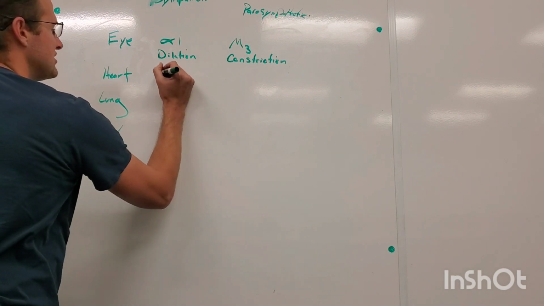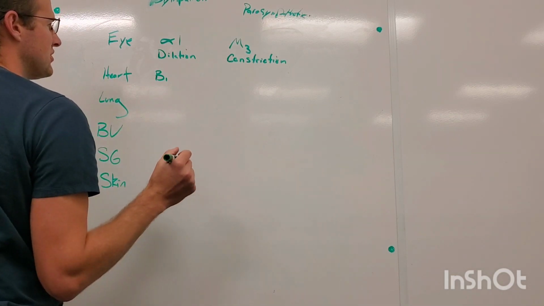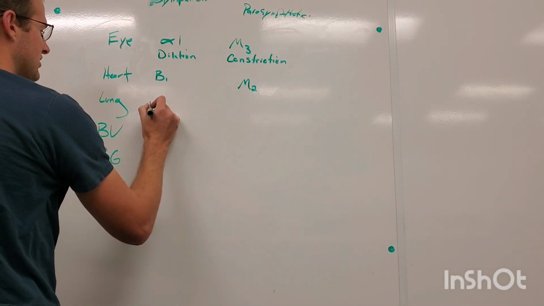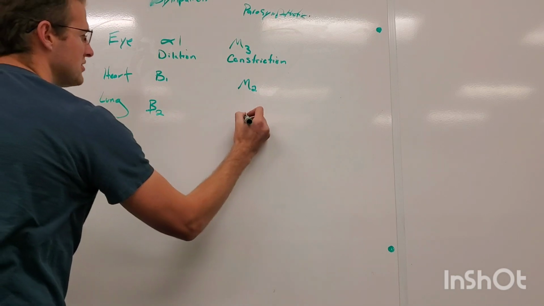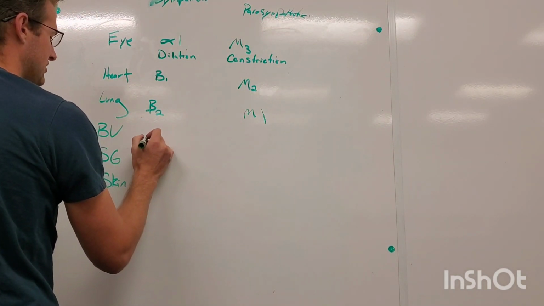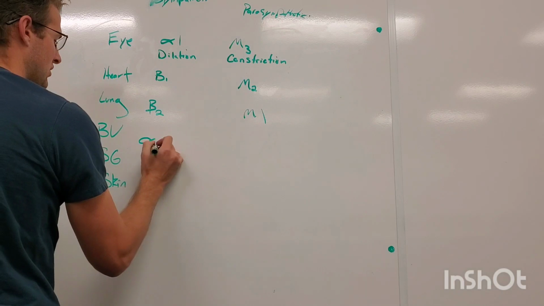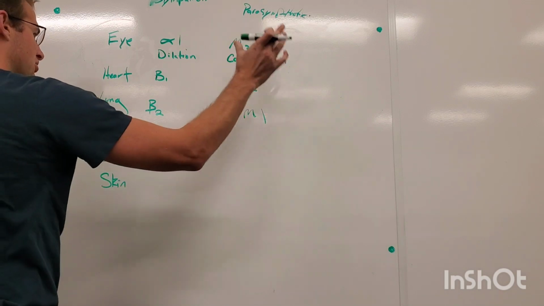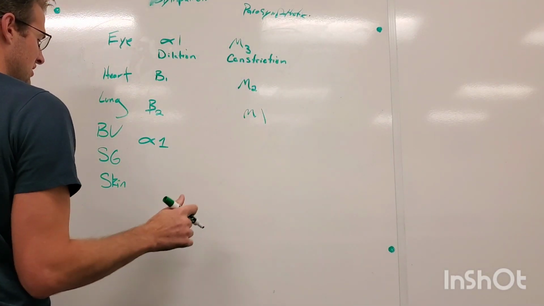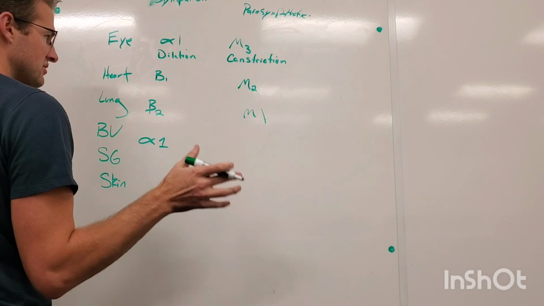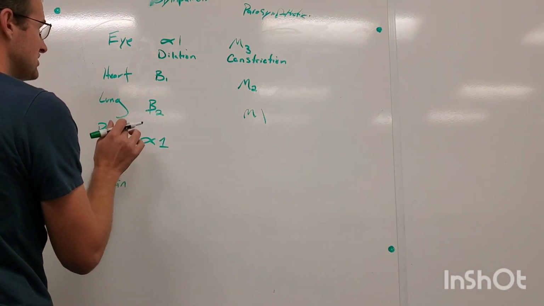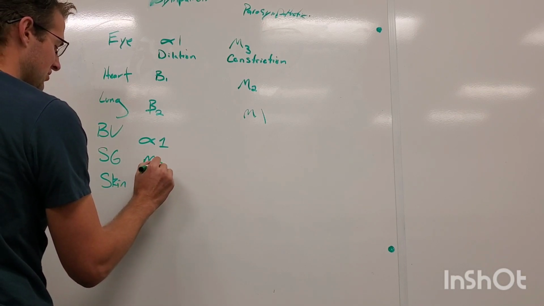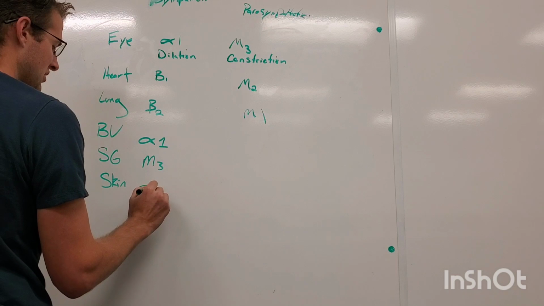The heart we know it has a beta 1 receptor on it. It also has a muscarinic 2 receptor on it. The lungs, I'll just finish this out really quick. Lungs have a beta 2, muscarinic 1. Blood vessels have an alpha 1, and remember, blood vessels are out in the peripheral nervous system, so they have to go through the spinal nerves. No parasympathetic is going to go through the spinal nerves. Just the sympathetic side. So the alpha 1 for that. For the sweat glands, it's going to be the muscarinic 3. For the skin, we're going to go back to the alpha 1.